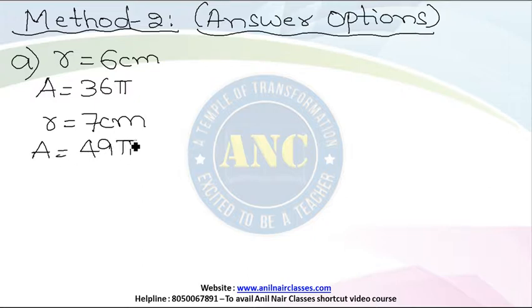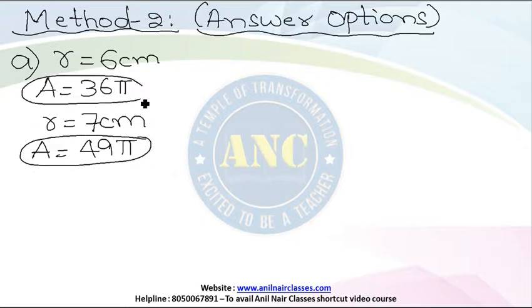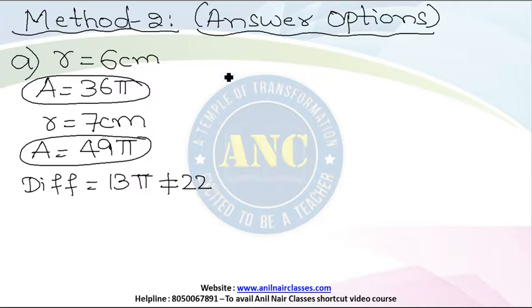Now check it out, sir. They are saying the difference between new area and old area is 22. 49 pi minus 36 pi, difference is 13 pi. Is 13 pi, 13 into 22 by 7, equal to 22? No, it is not equal to 22. Option A cannot be the right answer.